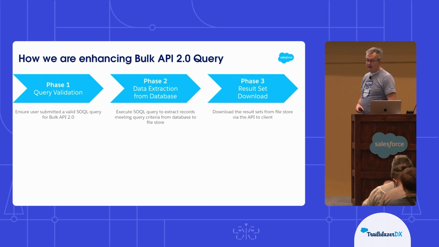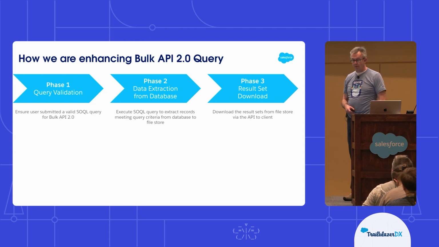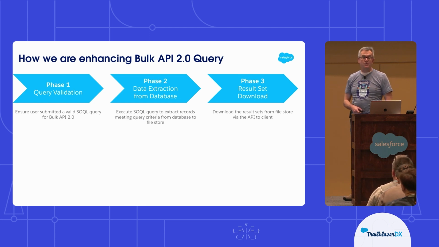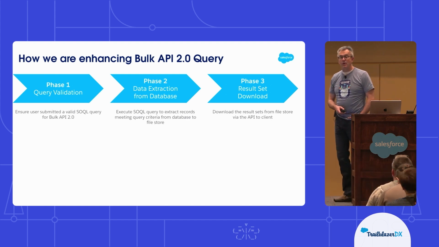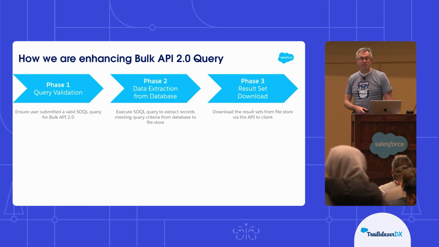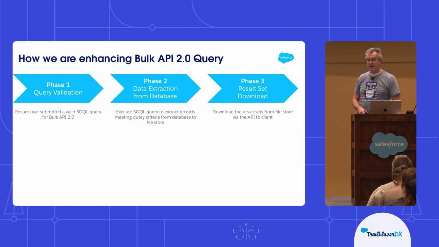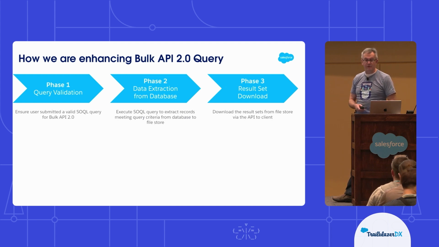So how are we actually enhancing Bulk API 2? There's actually three phases to a query when we perform the query against the database. The first one is we take your SOQL query and validate that it's a valid SOQL query for running against Bulk API 2. We then execute the query against the database to extract all of the records, which could be tens of thousands, hundreds of thousands, or millions, into our internal file store. And we actually do this as a series of batches.